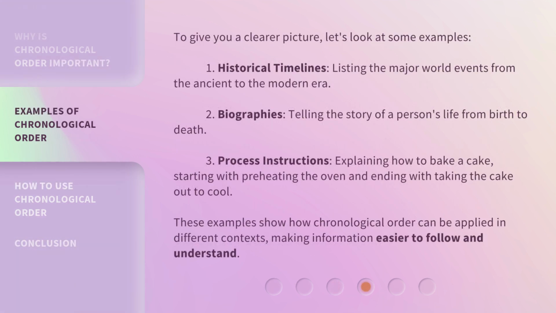To give you a clearer picture, let's look at some examples. 1. Historical timelines, listing the major world events from the ancient to the modern era. 2. Biographies, telling the story of a person's life from birth to death. 3. Process instructions, explaining how to bake a cake, starting with preheating the oven and ending with taking the cake out to cool. These examples show how chronological order can be applied in different contexts, making information easier to follow and understand.